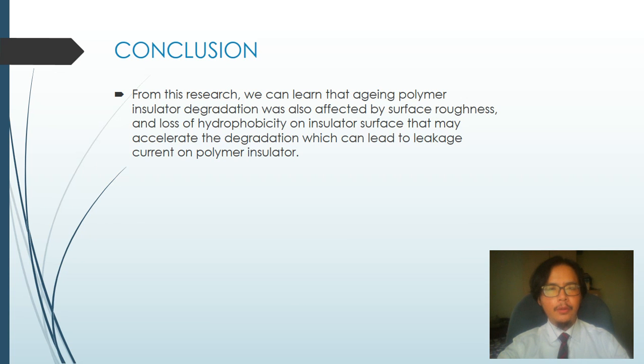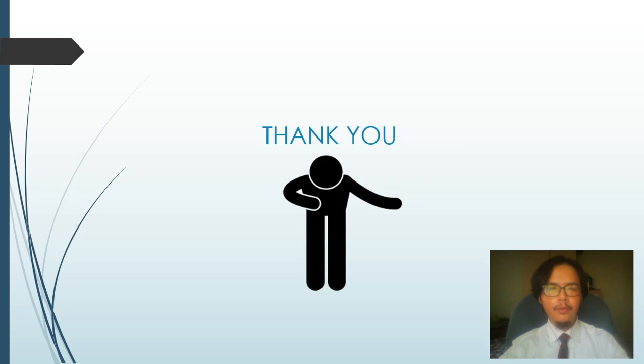Okay, from this research we can learn that aging polymer insulator degradation is also affected by surface roughness and loss of hydrophobicity on the insulator surface, which may accelerate the degradation process and can lead to leakage current on the polymer insulator. Okay, that's all for my presentation.